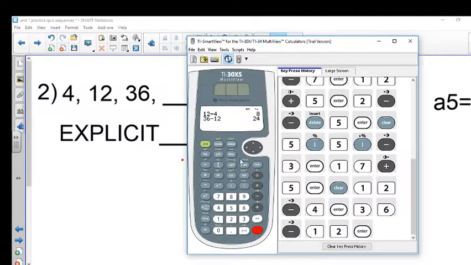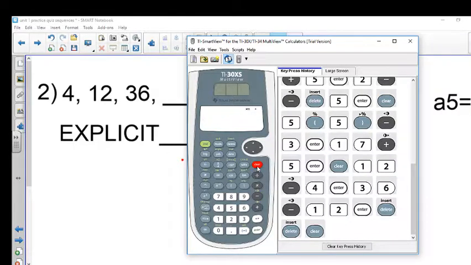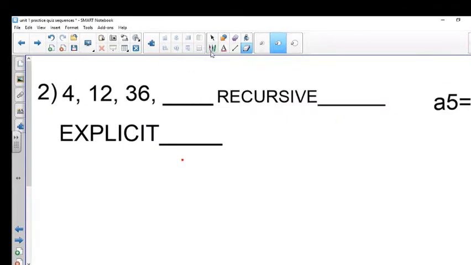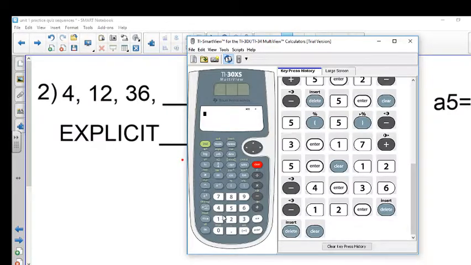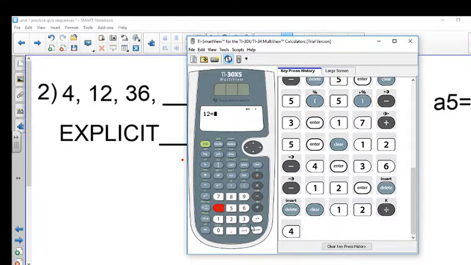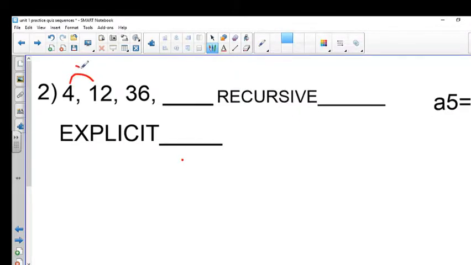So this time what we're going to try is that we're going to actually divide. So we're still going to take our second term, which was 12. And this time we're going to divide by 4. Okay, so this one right here, it says that means we're basically going to multiply by 3.